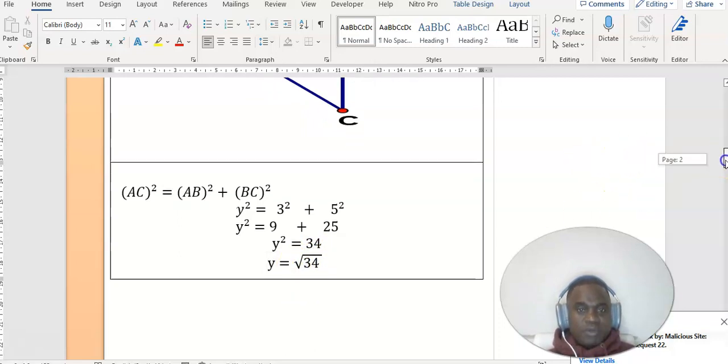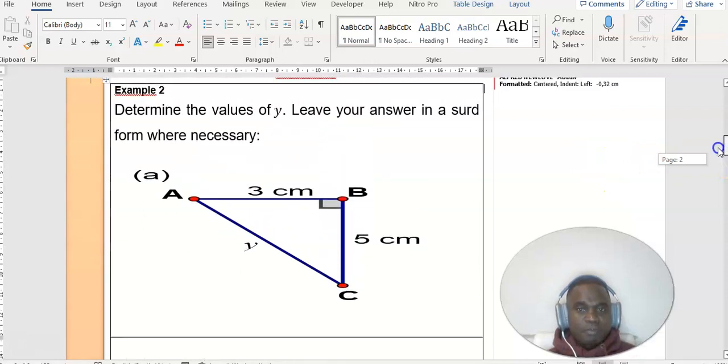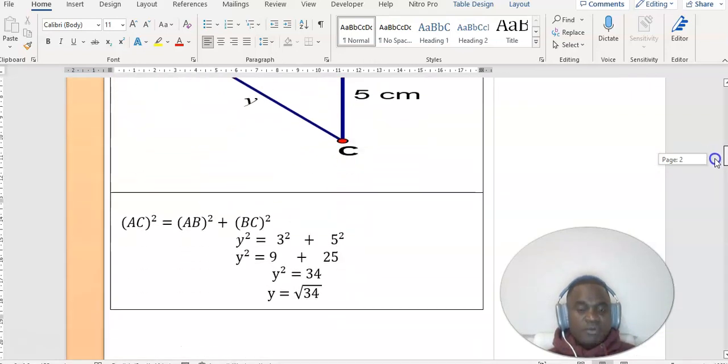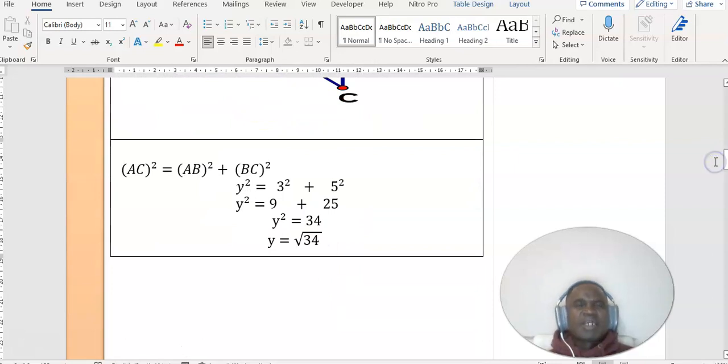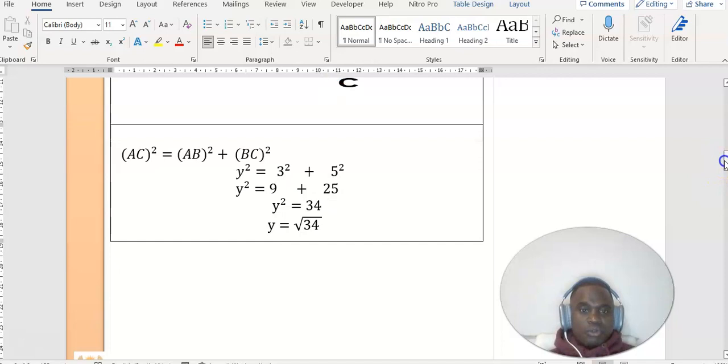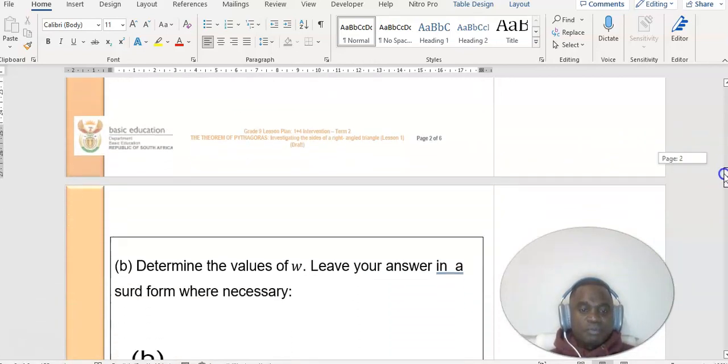You see, the question was saying we should leave our answer in surd form. To leave your answer in surd form, the number under the square root sign should not be a perfect square. You know what a perfect square is? Like 1 times 1 is 1. 1 is a perfect square. 2 times 2 is 4. 4 is a perfect square. 3 times 3 is 9. 9 is a perfect square. So if you check this one, 34 is not a perfect square, so we've left it in surd form.